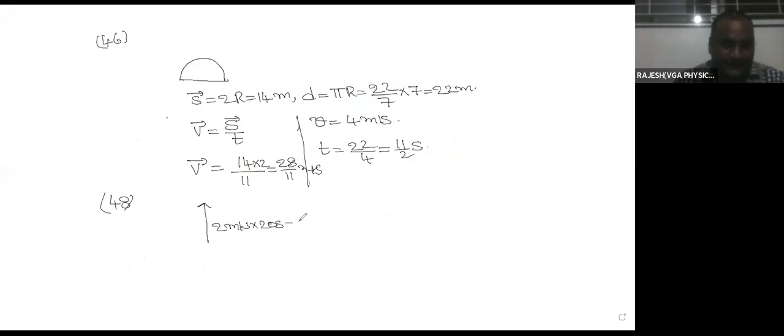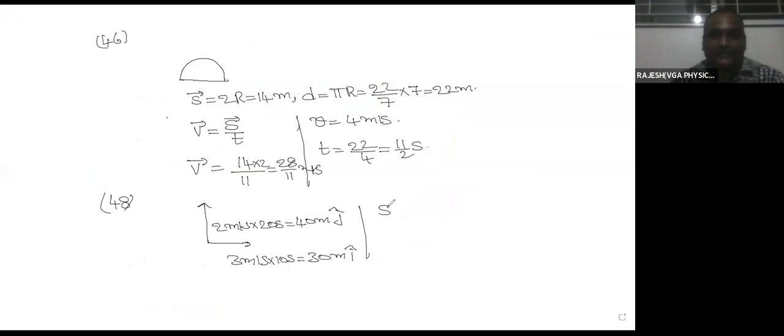That means it travels 40 meters towards north. And 3 meters per second for 10 seconds. That means 30 meters towards east. So this is 40j cap, this is 30i cap. So what is displacement? So displacement is equal to 40j plus 30i. That is magnitude is 50 meters.